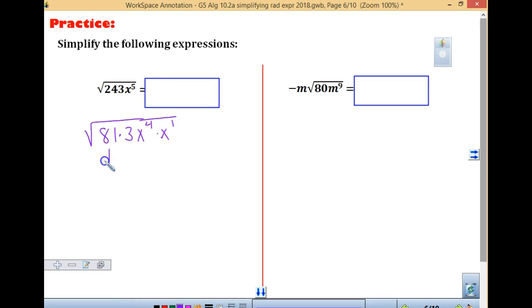So the square root of 81 is 9. And we also have the square root of x to the 4th. So those two we can find. That is 9x squared. We cannot find the square root of 3 or x. So our final answer will be 9x squared, the square root of 3x.